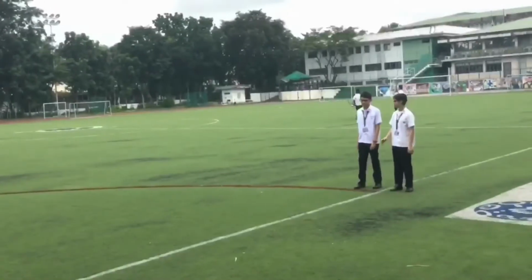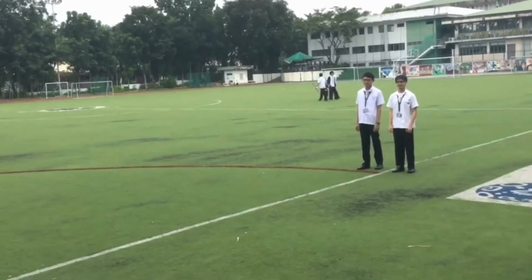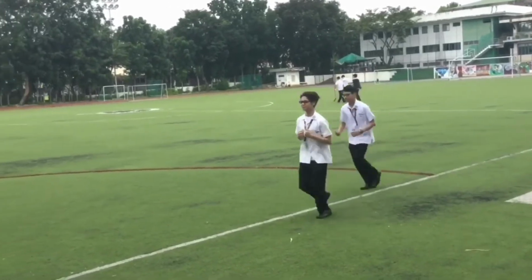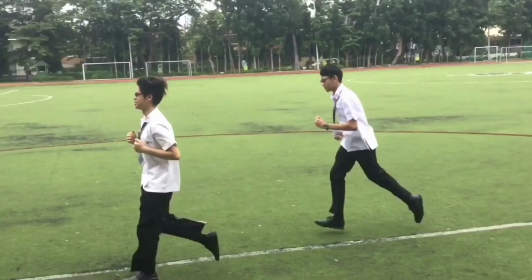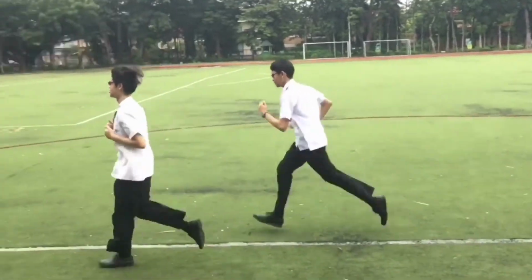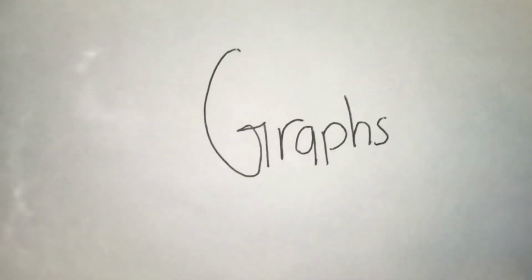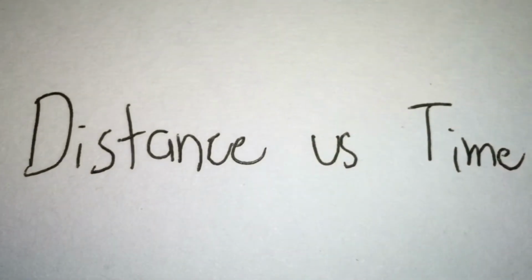We have two students who are going to go on a race. Using physics, let's find out who will win. Place your bets. With physics, we can actually know who would be faster. In this problem, we will be using graphs in order to help guide us. Now, there are two types of graphs, distance versus time, and speed versus time.